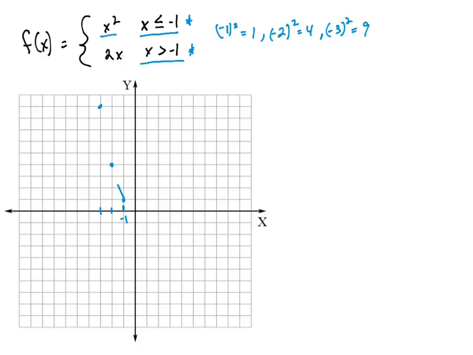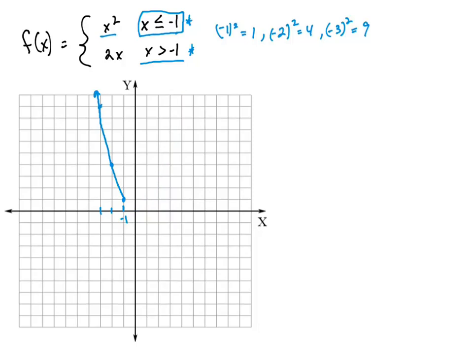So what this looks like, if we know kind of what this graph looks like, it just looks like a parabola. So it's going like this. Now, we know that a regular parabola looks like that. However, because this restriction is saying we only have the parabola for x less than or equal to -1, that means we're going to get rid of all of this over here.